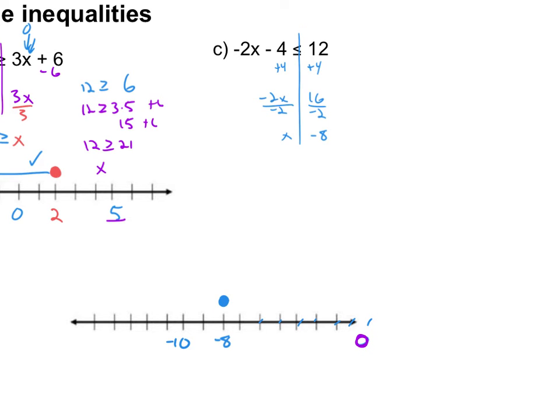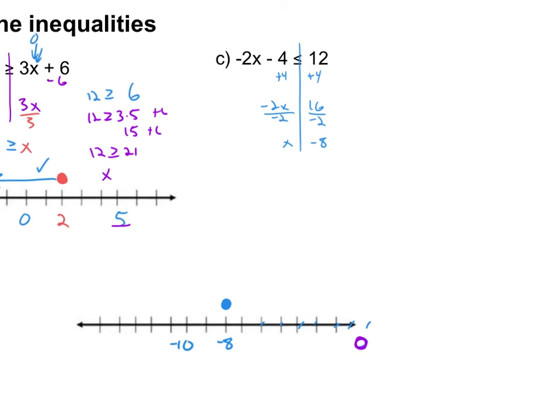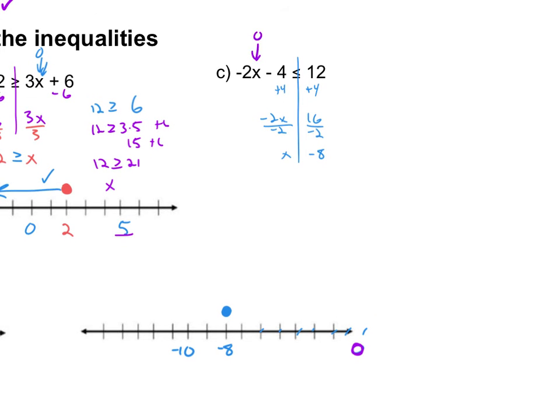So again, I'll use this side in purple again just to keep that side clean. So plug that into your original equation. So I'm going to plug in a 0 here. So I've got negative 2 times 0. Well, that's just 0. So I've got a minus 4 is less than or equal to positive 12. So is minus 4 less than or equal to positive 12? Yes, it does seem to work out there.